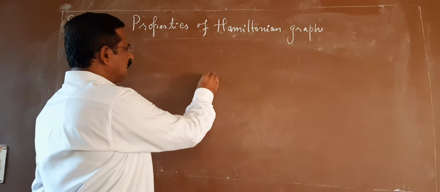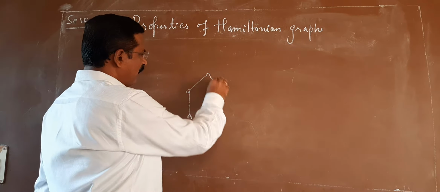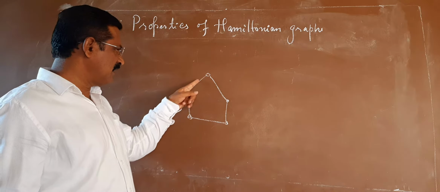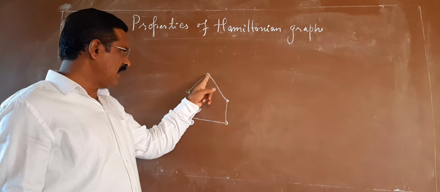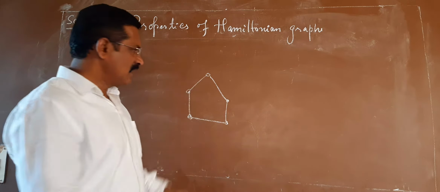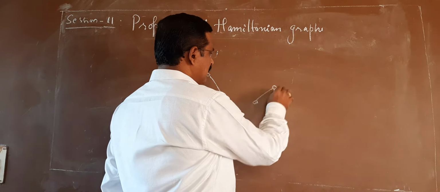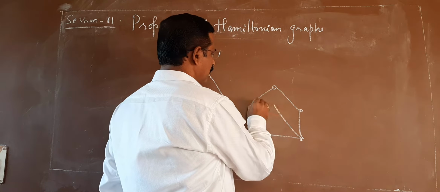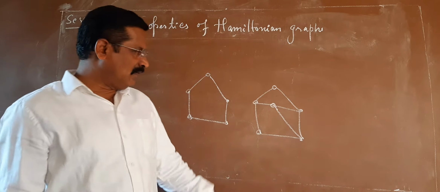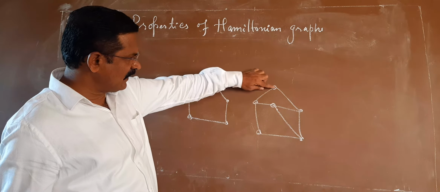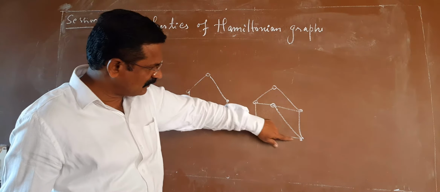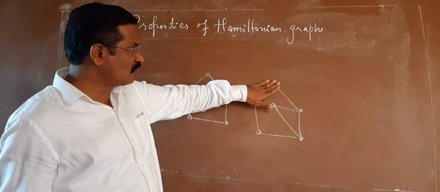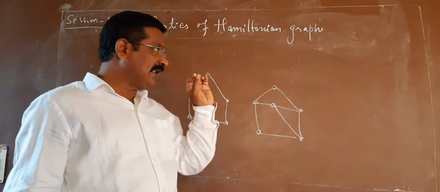For example, this is an example of a Hamiltonian graph, because this graph contains a cycle containing all vertices of the graph. Similarly, you can take another example. This one, there is a cycle containing all vertices. So this is also a Hamiltonian graph. So it is very easy to define.